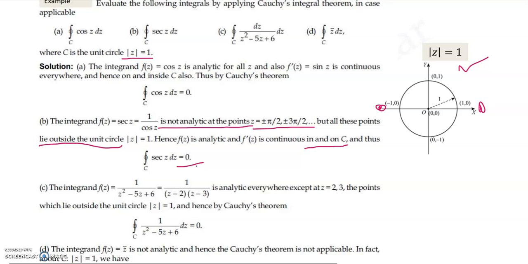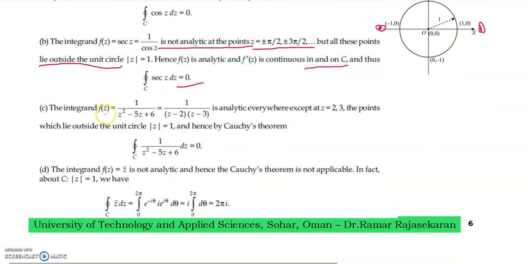Okay, now what is the integrand? The integrand means what is given inside the integral. So f of z equal to 1 over z squared minus 5z plus 6. Now you do factorization on this, so you will get 1 by (z minus 2)(z minus 3). This function is also analytic, and you can check through CR equations. But when you substitute z equal to 2 and 3 here, then the function is not analytic.